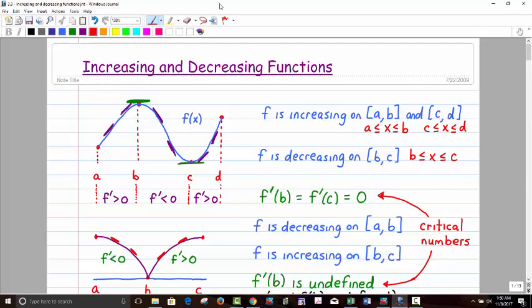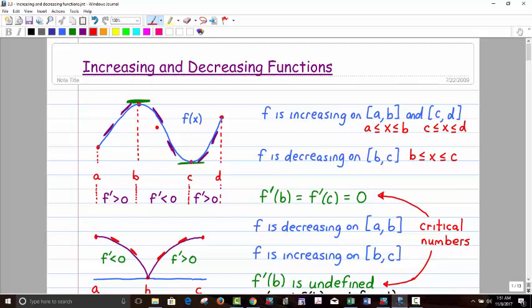Now, let's see how the derivative comes into play here. Notice that I just drew a couple tangent lines as an example. I could have drawn them anywhere between A and B. But notice the slopes of those tangent lines are positive anywhere you go from A to B. Any tangent line would have a positive slope. Positive slope means the derivative at any value in that interval would be positive.